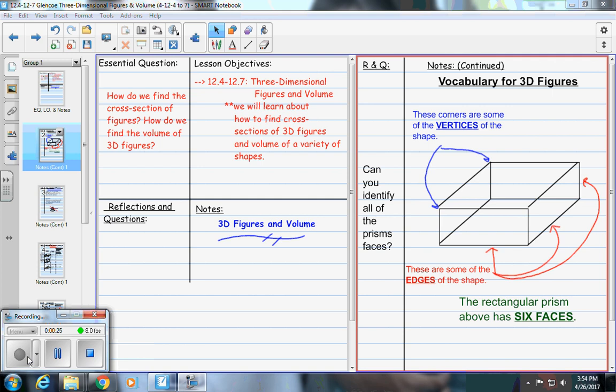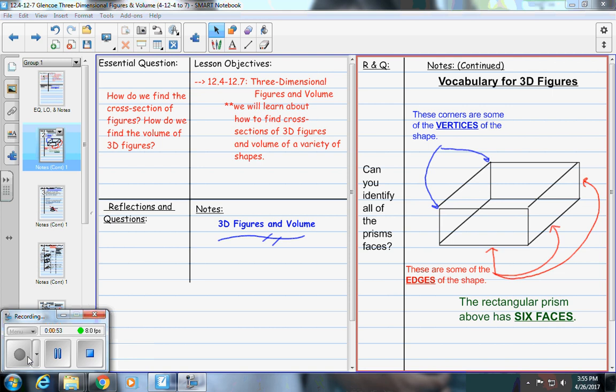Okay, welcome back. So we're going over in our textbook lessons 12.4 through 12.6. And what these lessons deal with are three-dimensional figures and volume. We're trying to figure out how to find cross sections of three-dimensional figures, which is kind of like slicing something. And then we're trying to find the volume of three-dimensional figures. Our essential question is, how do we find the cross section of figures? And how do we find the volume of 3D figures? So go ahead and, well, actually you already paused, so we're going into the lesson here.